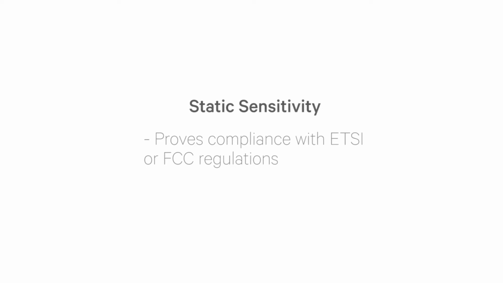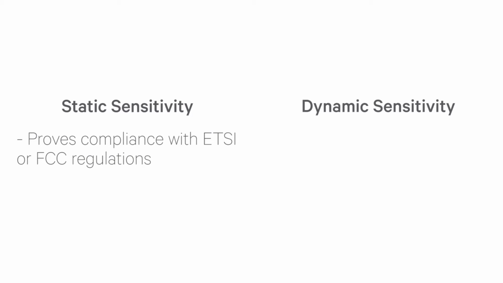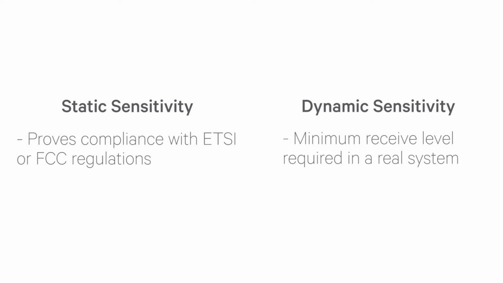There are two types of sensitivity measurement, and you need to know the difference between them. Static sensitivity is the test measurement simply to prove compliance against ETSI or FCC regulations. Dynamic sensitivity is probably the more important one, which is the minimum received signal level actually required in a real system under real conditions. Better sensitivity performance reduces system cost because it just means greater coverage and therefore a smaller number of sites.